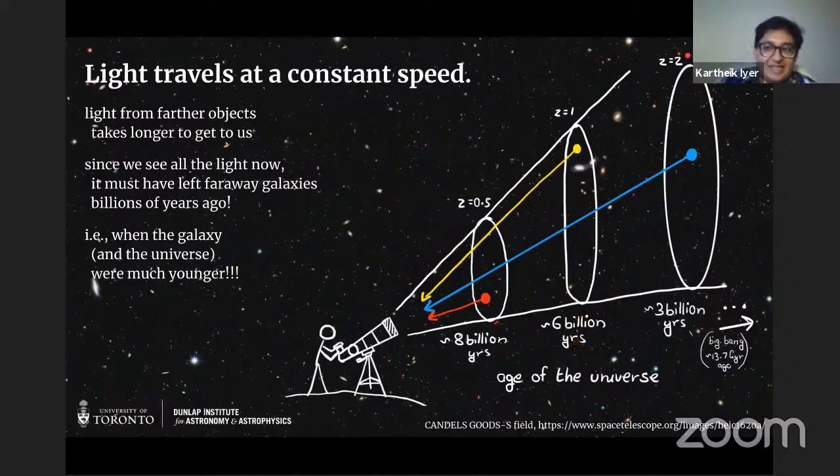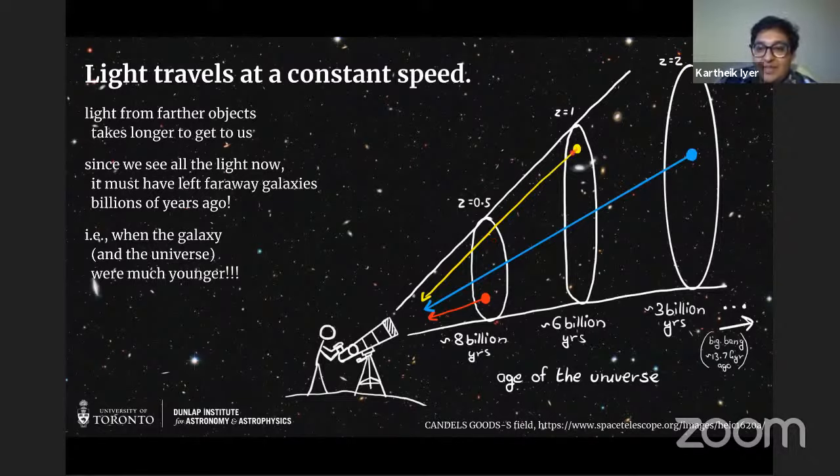If we see galaxies at redshift two, we're seeing those galaxies when the universe was only 3 billion years old. So the universe was quite young at redshift 2. And when we see light from these redshift 2 galaxies, we are able to get a snapshot of the universe at that point. The same thing's true for redshift 1 and for redshift 0.5.